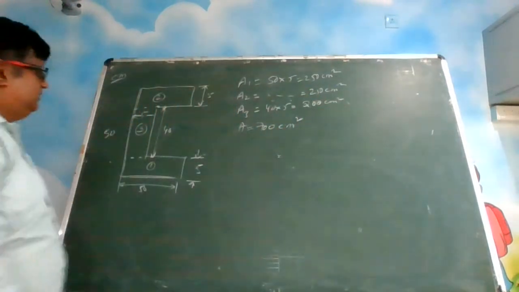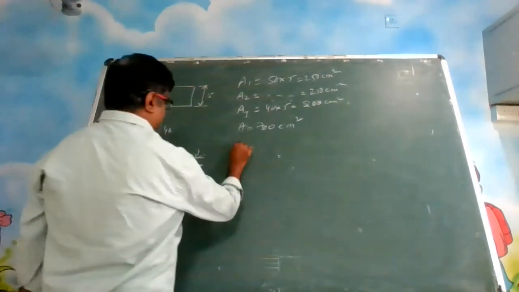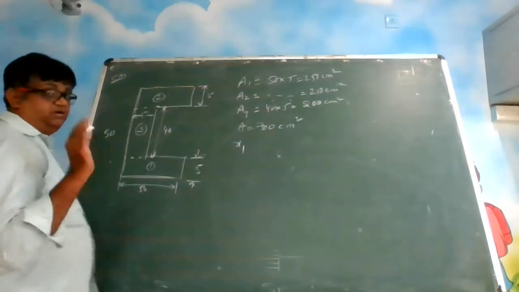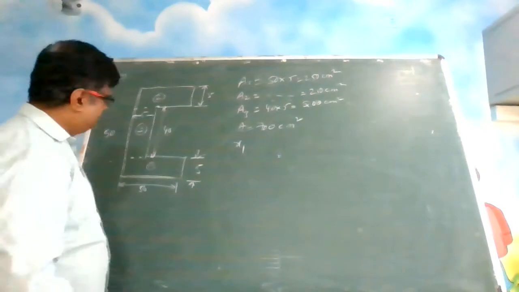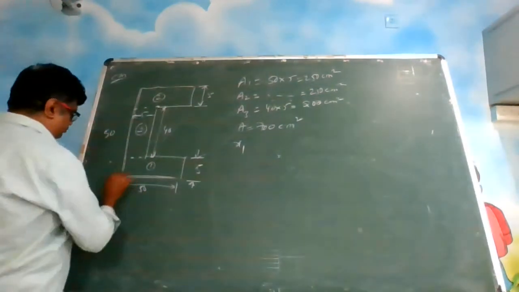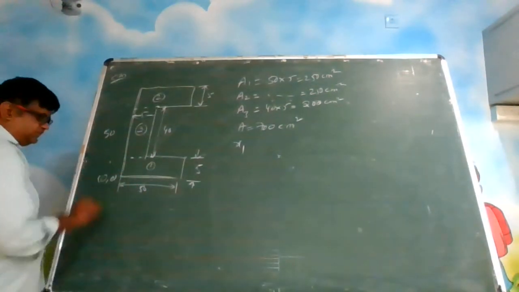Alright. Now let us find out x1. कहाँ से निकालना है? देखो, reference you can take anywhere. You can take any point as reference. But usually we take this to make our life easy. We don't want to calculate negative values.